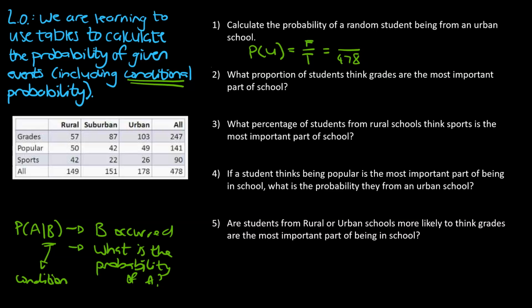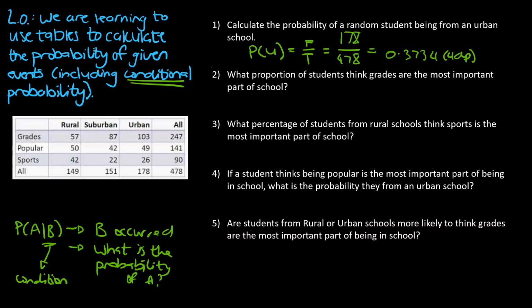And of those 478 people, how many of them went to an urban school? That's easy. That's the total 178 that we've been given there. So 178. Then we plug this into our calculator, because we do want a decimal answer. 178 divided by 478 gets us to 0.3734. And I've rounded that to 4 decimal points, which is the standard rounding for probability questions. So hopefully that made sense. That was a nice and easy question.